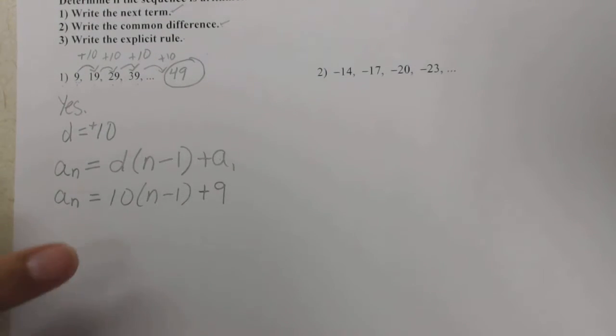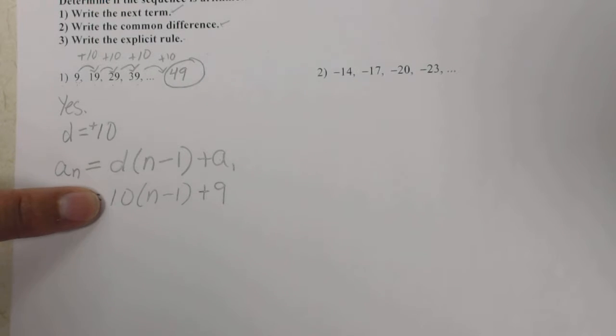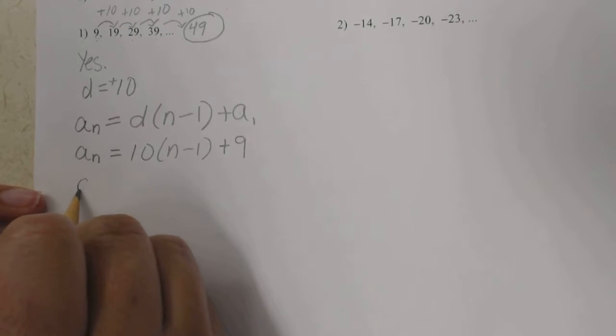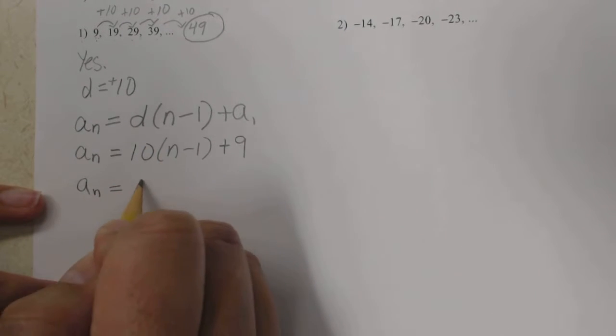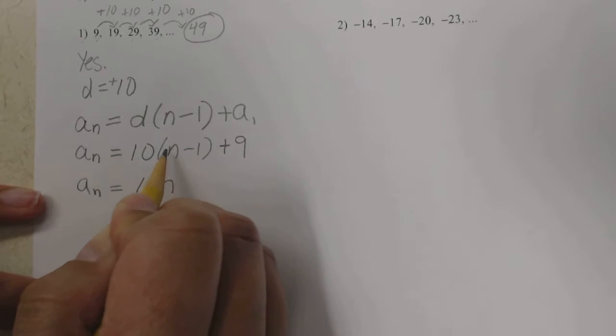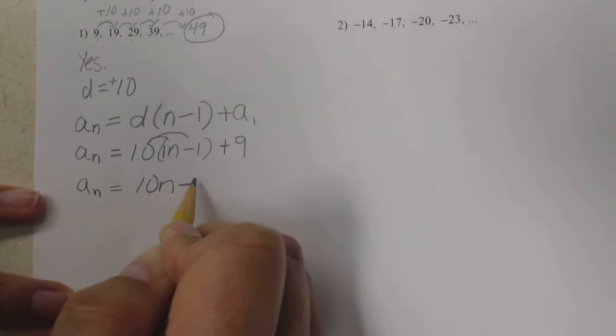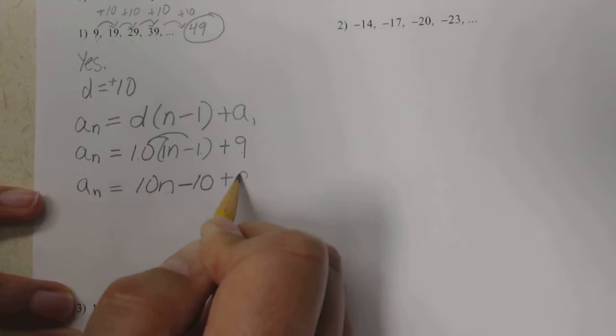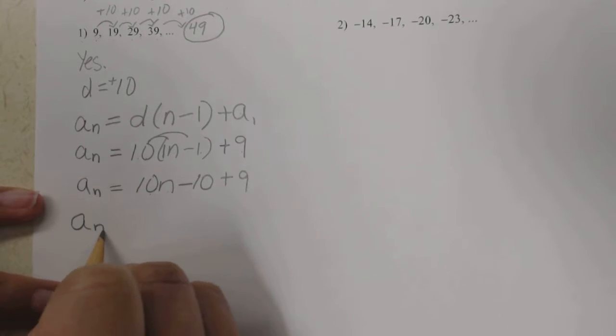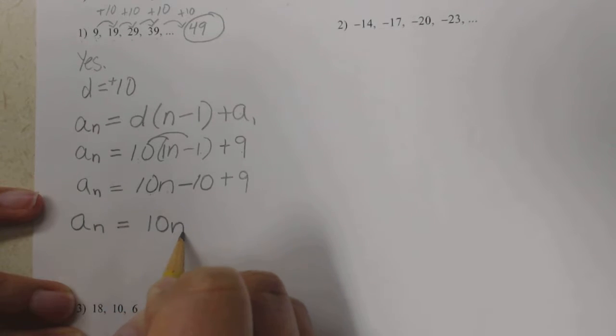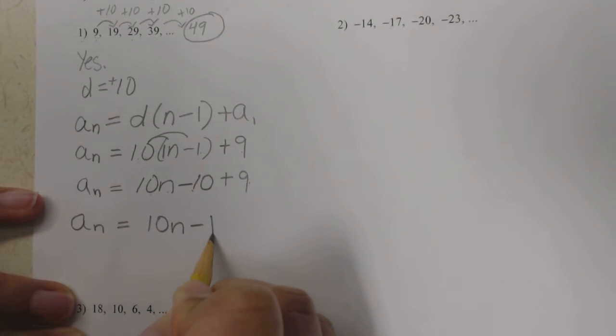Now what we have to do is simplify this side of the equation, and you practiced that in your simplifying expressions worksheet, and if you need more practice, please let me know. So let's simplify this side of the equation. A sub n equals, distributive property, 10 times n. Remember, this was really a 1 in front, so it's really 10 times 1, which is 10, and then I brought the n down. And then 10 times negative 1, which is negative 10. Don't forget about this lonely plus 9. Bring that down. So A sub n equals 10n minus 10 plus 9.